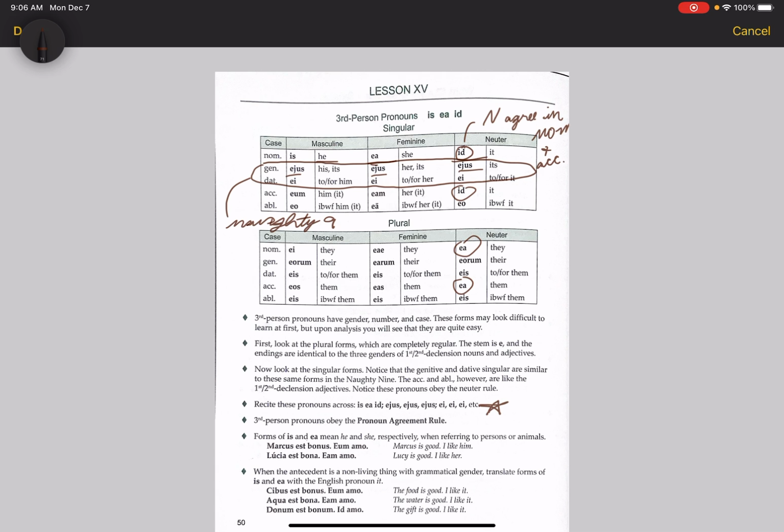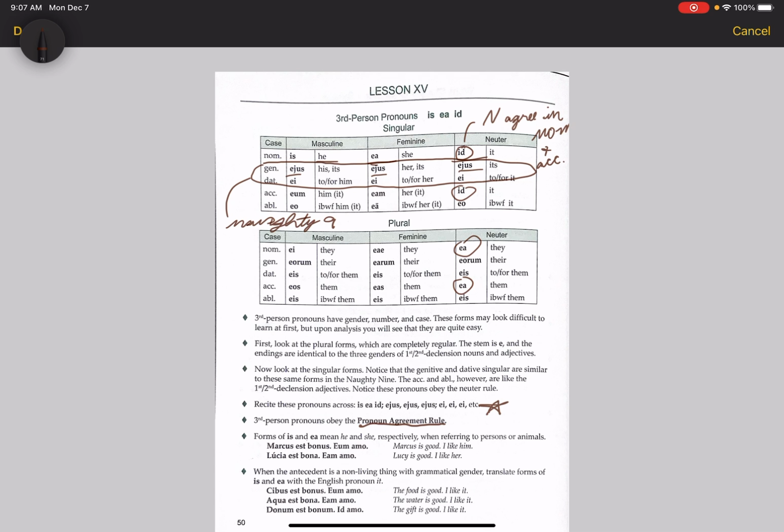Okay, third person pronouns obey the pronoun agreement rule. Remember that the pronoun agreement rule is that pronouns have to match their antecedent in gender and number, but not necessarily case, because the case is determined by the use in its own clause.